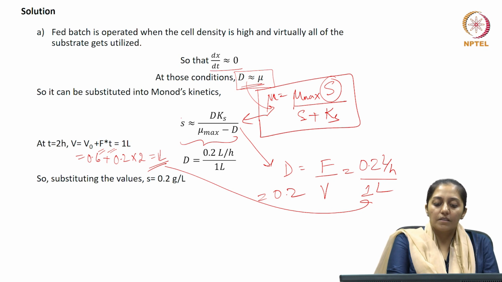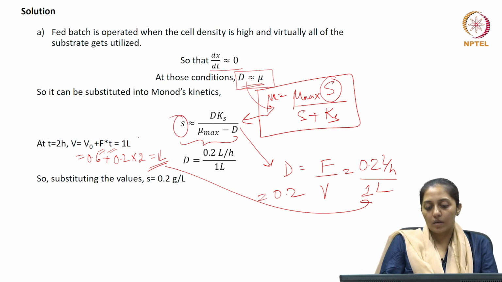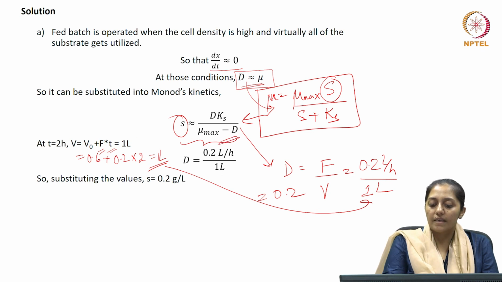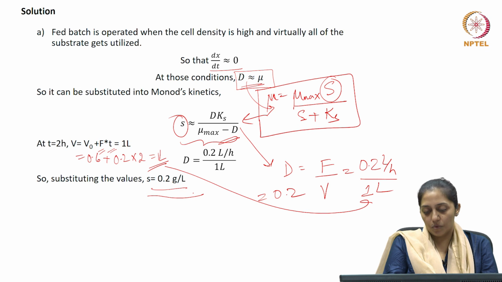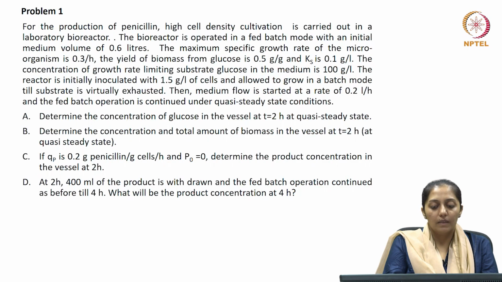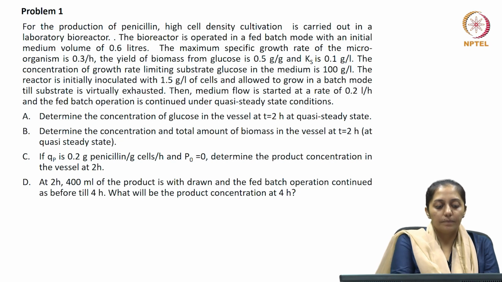Now the residual substrate, or at steady state what will be the substrate concentration in the reactor, we can find out using this expression. So, if you substitute the value of D, the residual substrate concentration, or rather steady state substrate concentration, comes out to be 0.2 grams per liter, which is your answer of part 1.